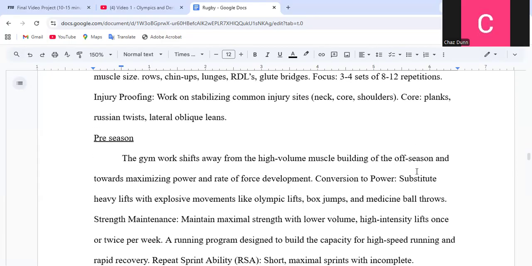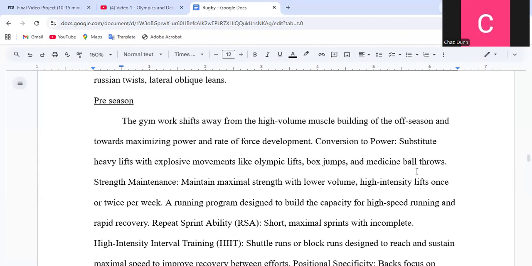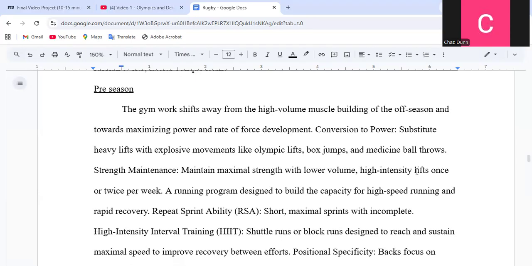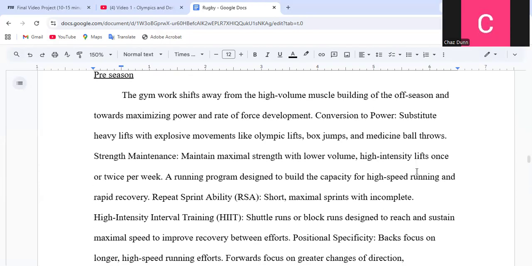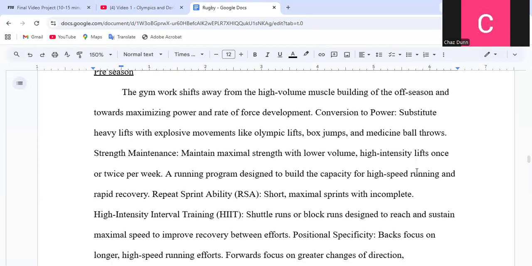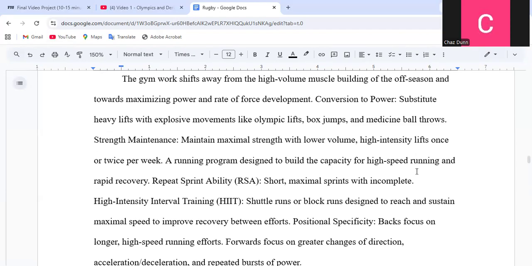Preseason. The gym work shifts away from the high volume muscle building of the off season and towards maximizing power and rate of force development. So we're focusing on conversion to power, substituting heavy lifts with explosive movements like Olympic lifts, like cleans, which I'll show you in a little bit. We also have box jumps and medicine ball throws. Also maintaining strength. Maintain maximal strength with lower volume, high intensity lifts once a week or twice a week.